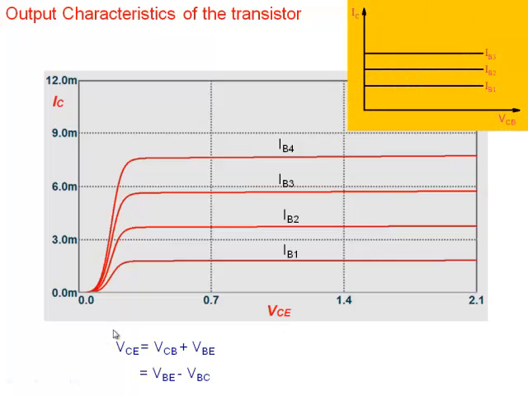Now let's look at this particular plot here. VCE that you see here, I can write in terms of VCB. The voltage from collector to emitter is the same as the voltage from collector to base plus the voltage from base to emitter. So VCB plus VBE here, and VCB I can write as minus VBC. Okay, so far it's okay. If my base emitter junction is forward biased, I know my VBE is going to be 0.7. So I substitute 0.7 here. So my VCE is 0.7 minus VBC.